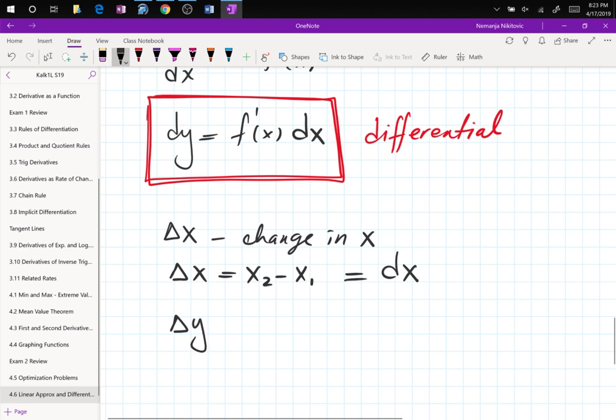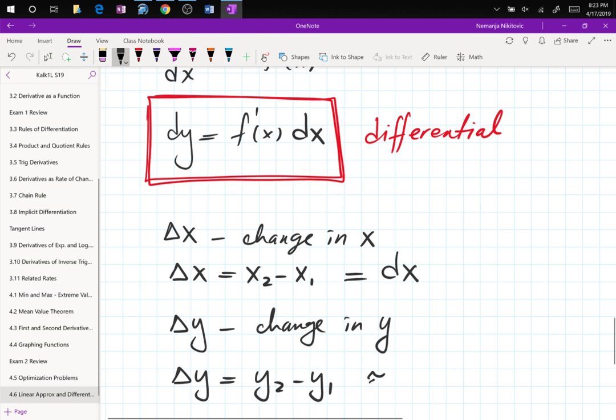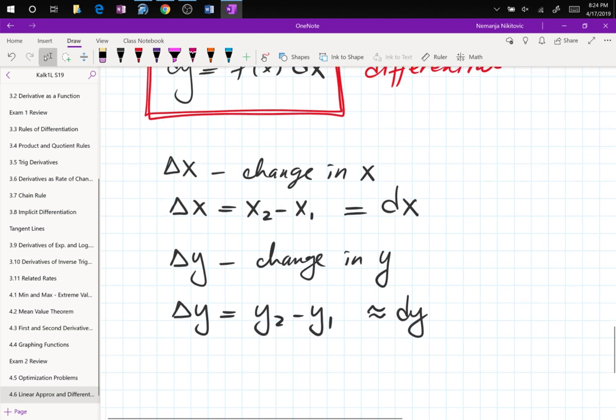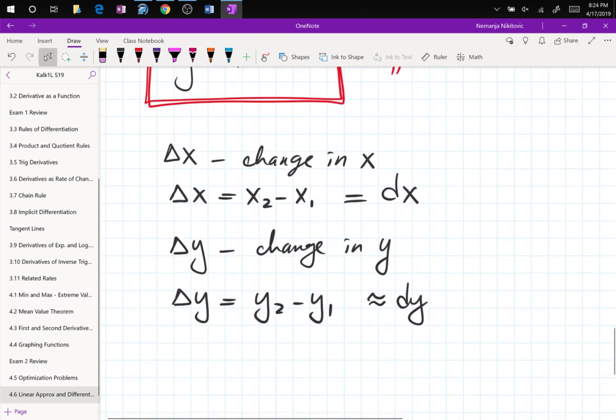Delta y, which is change in y, is delta y equals y2 minus y1, and that's approximately dy. They're not the same. So that's where the approximation kicks in. Now, we are interested in this.